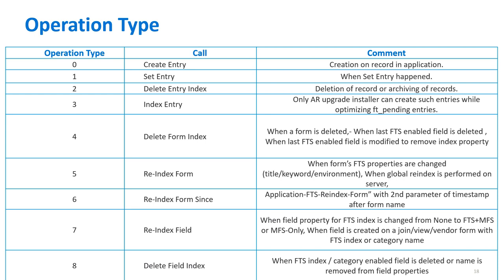Delete from index is typically when a form is deleted, whatever the field is enabled is deleted, or when the FTS enabled field is modified to remove the index properties. Now, whenever we perform FTS re-indexing, in that case, operation type 5 will come into the picture.